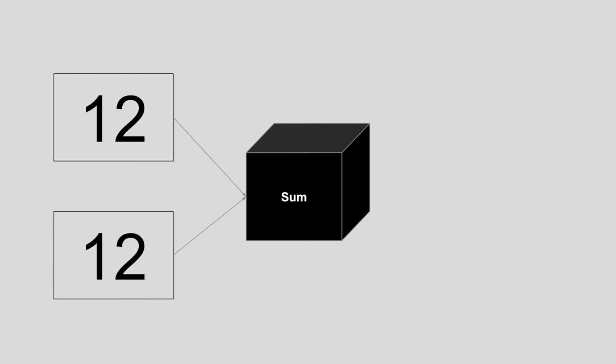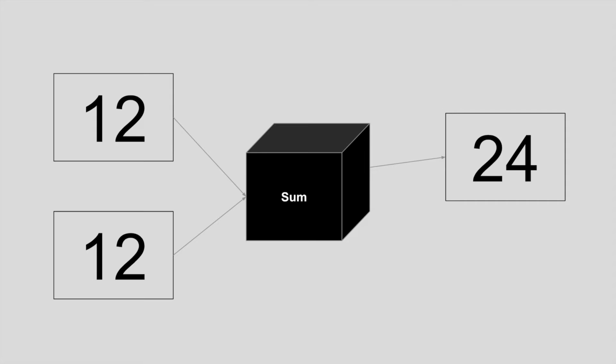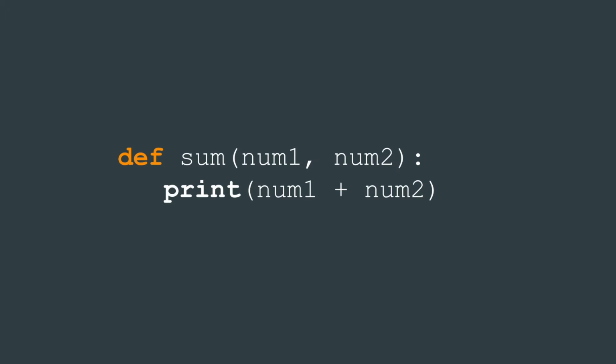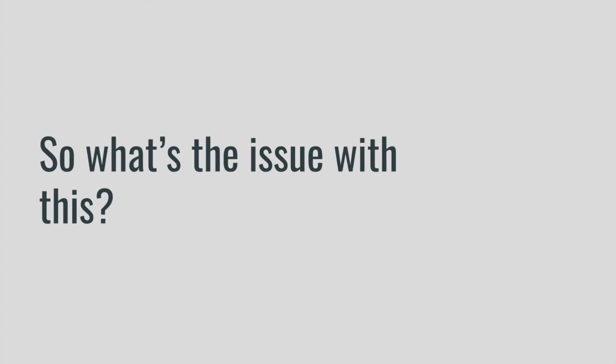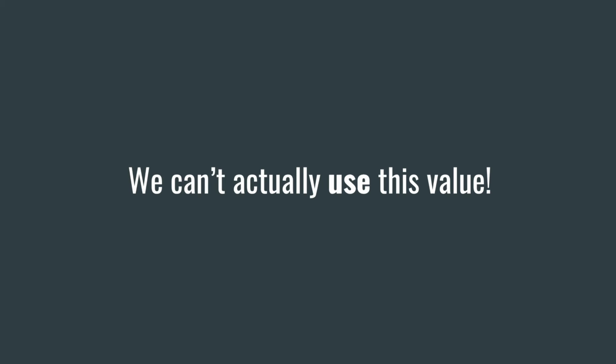Again, this function takes in two numbers and produces this output. And this is how we declared it in the last lesson. We created a function called sum, and we took in two numbers, num1 and num2, and we printed out the value. So what's the issue with this? Well, we can't actually use the value that this function returned. We simply printed it to the screen.